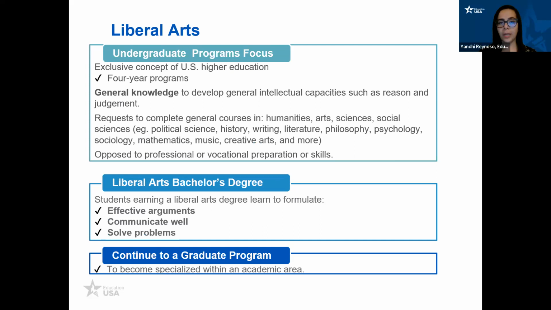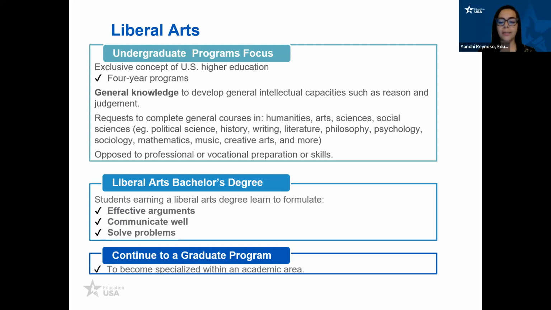Now I want to talk to you about a concept that is specific and unique to the US higher education: liberal arts. Universities that are considered liberal arts are those that give you the opportunity to get general knowledge, to develop general intellectual capacities, as you see on screen, such as reason and judgment. At a liberal arts university, you will be required to complete general courses in some of the areas that you see on screen: humanities, arts, psychology, history, writing, political science, math, etc.